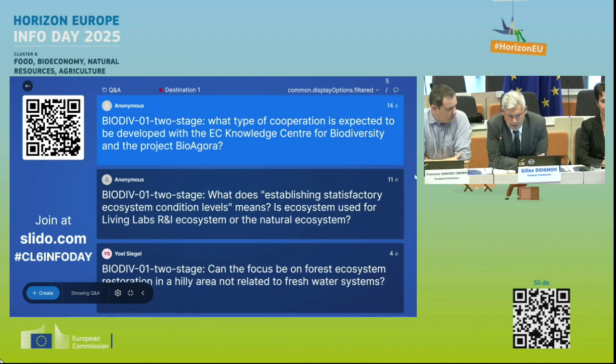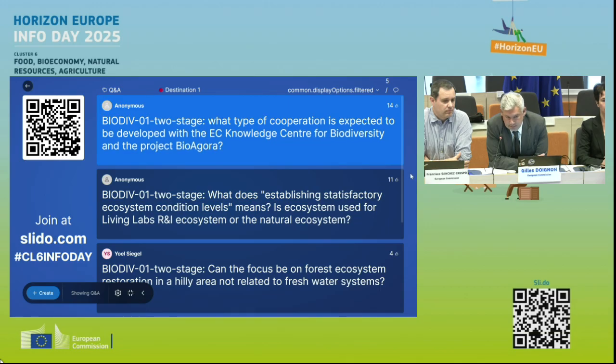The Knowledge Center for Biodiversity was created in 2022 following the EU Biodiversity Strategy. And within this Knowledge Center for Biodiversity managed by JRC, it was mentioned that a specific science service for biodiversity would be set up to help the JRC to reply to any science policy question. And this science service for biodiversity is being set up for the moment by the project BioAgora, and should be operational in September 2026.